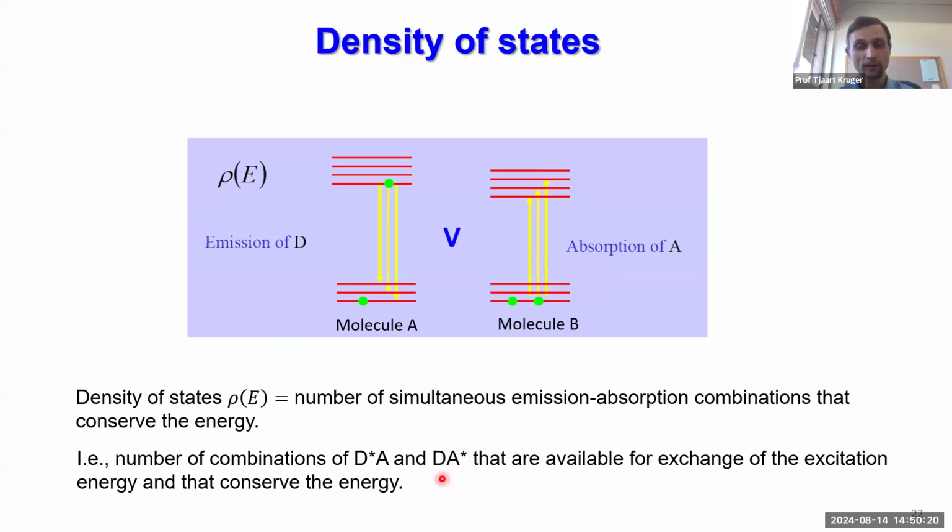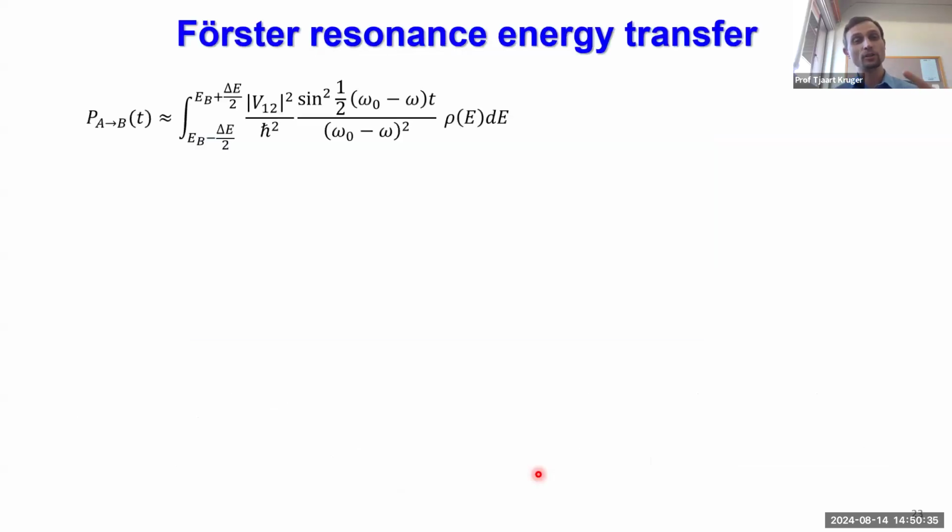So exactly what we have here. This is the number of combinations that are available for exchange of the excitation energy and those that conserve the energy. So the energy differences must be the same. This gives us the density of states. So this probability of energy transfer must now be replaced with an energy density, and this is the energy density given between energy level E and E plus dE.